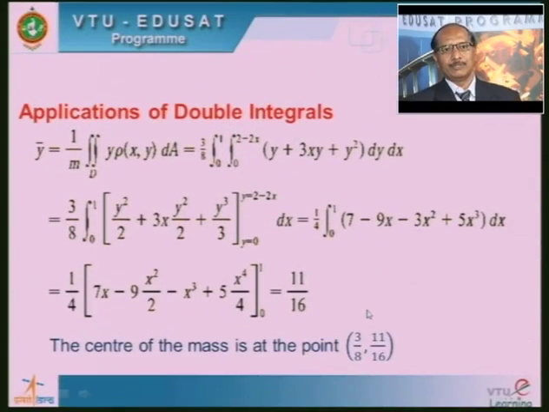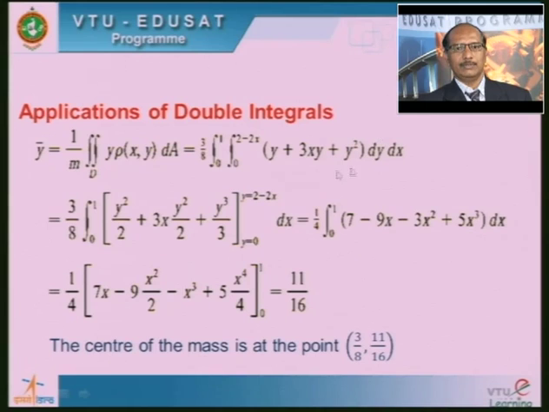Similarly, using the formula of y coordinate of the center, that is 1 upon m, m is the mass here, y into the density function into dx dy. So 3 by 8, m value is 8 by 3, 1 upon m means 3 by 8, 0 to 1, 0 to 2 minus 2x, then the density function is multiplied by y. So y into 1, y, 3xy, y square.